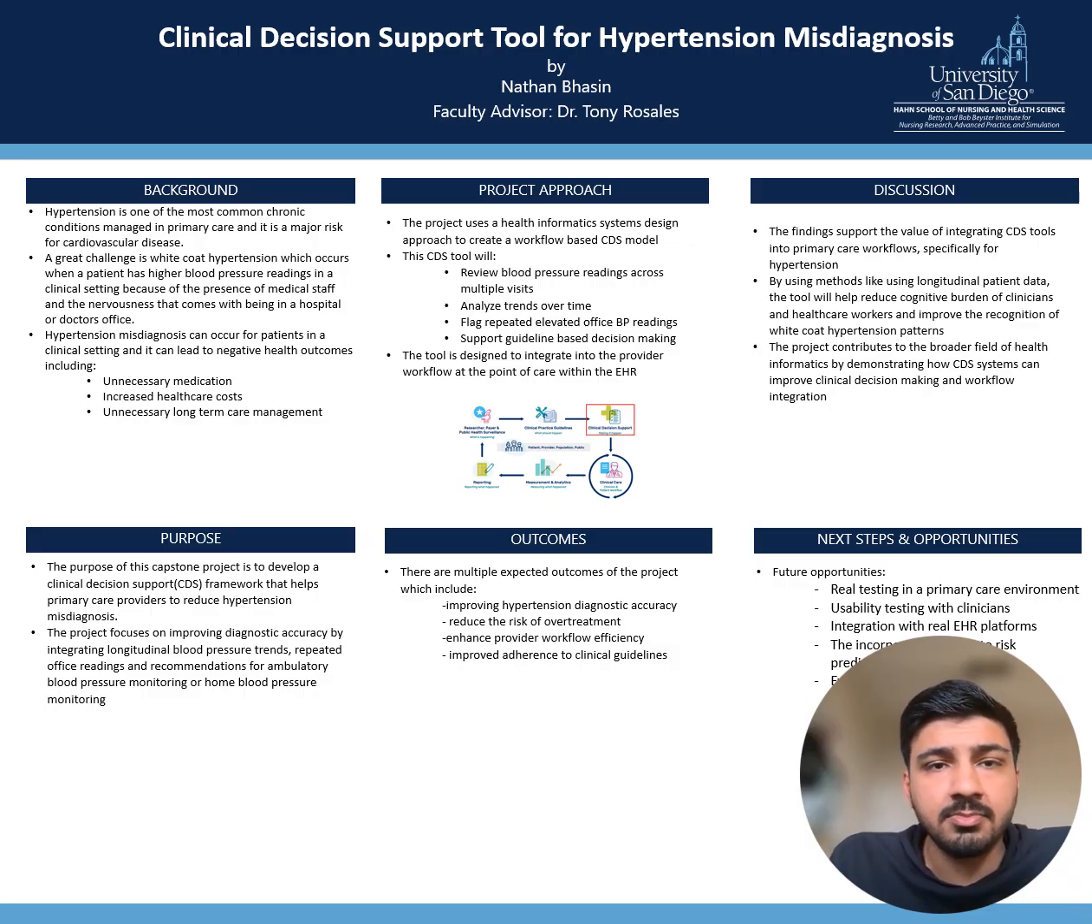So for purpose, the purpose is to develop a clinical decision support framework that helps primary care providers to reduce hypertension misdiagnosis. This project primarily focuses on diagnostic accuracy. It's going to use repeated office readings and ambulatory blood pressure monitoring or home blood pressure monitoring to really try to assist the clinician in making better decisions in the workflow and overall improve patient outcomes.